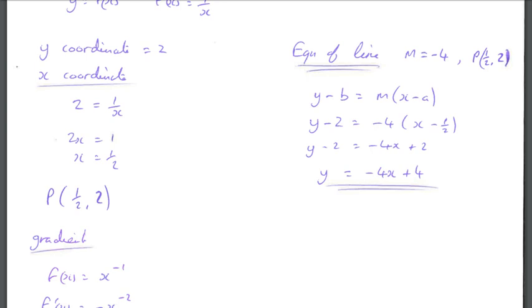So we have m equals -4. We've got the point P, (1/2, 2). So I'm just going to substitute in all the values. Remember, guys, this is A and B, so A is 1/2. So try not to get those two muddled up. So substitute in, multiply through by -4, add 2 to both sides. So y equals -4x plus 4.